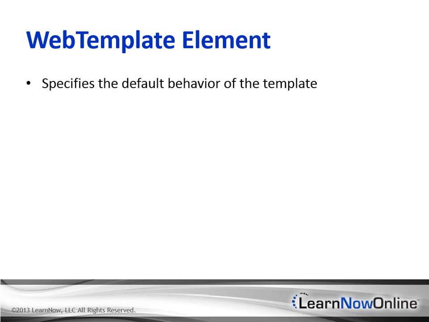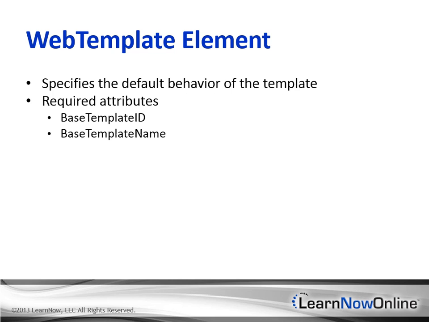So the web template element specifies the default behavior of the template and has various required attributes. The base template ID, which is the ID of the site definition on which your web template is based. And then the base template name, which is the name of the site definition on which the web template is based. And then base configuration ID, that's the ID of the configuration used within the base site definition. And then name can just be your name of the template.